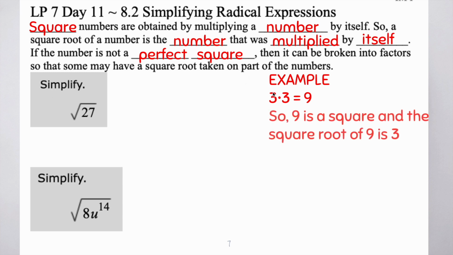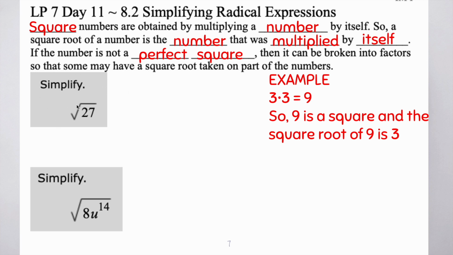So if we have a number times itself, 3 times 3 equals 9, so 9 is a square, and the square root of 9 is 3. 3 was the number that was multiplied by itself, and 9 is the square. So if I want to know what the square root of the number is, I say, well, what was multiplied by itself? That's the square root, okay? So it's not quite division. It's kind of similar to division, but it's a very special way of breaking down numbers. It has to be a number times itself in order to be a square and a square root.